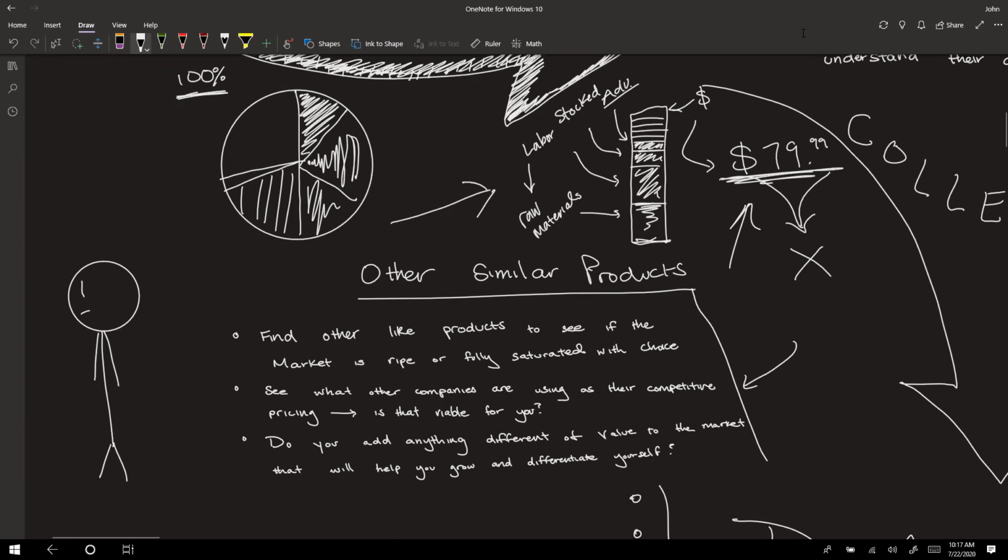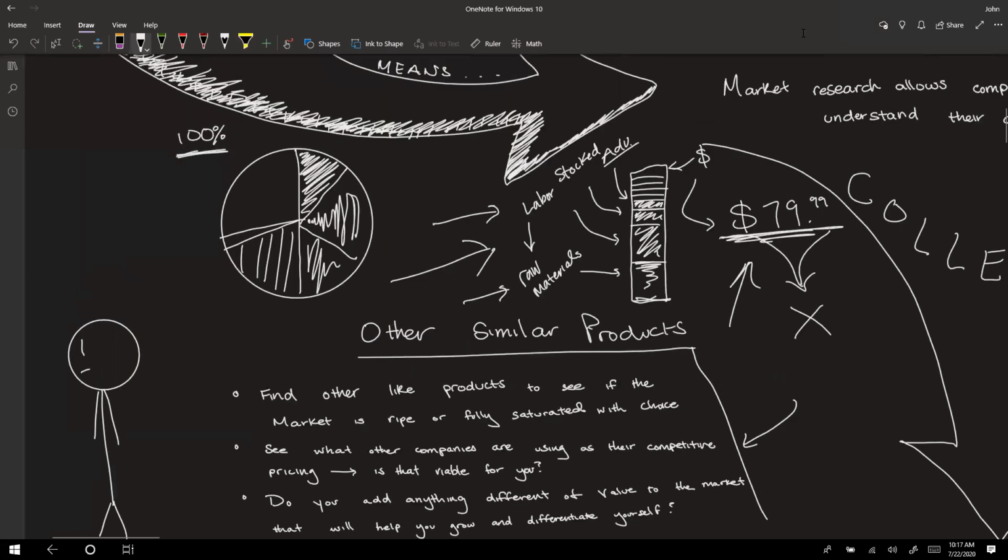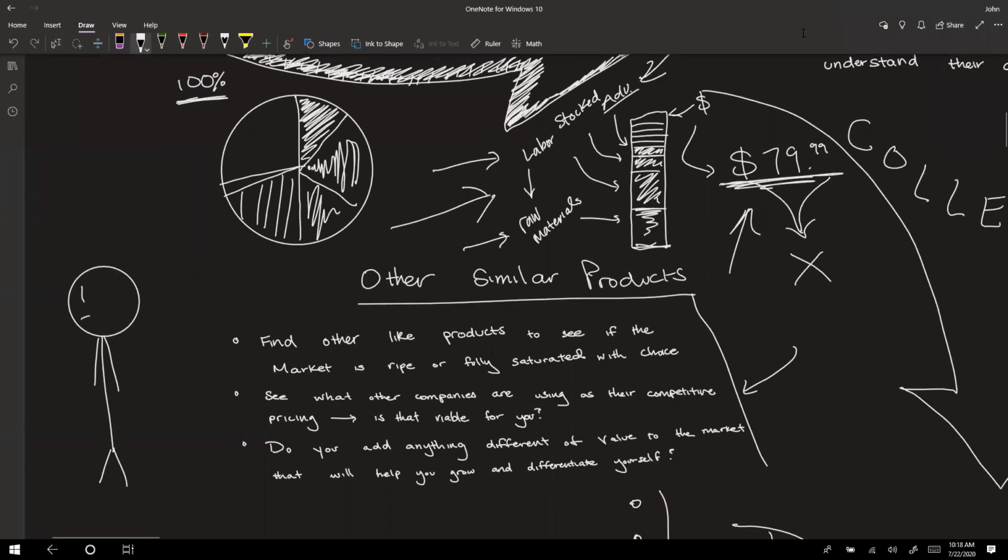Is that possible for you, given the raw materials that you're buying, given the labor that you are paying for, given the advertising that you're doing, given the stocking price, and all of the other considerations? Is that possible for you to price your shoes at that price and still make a profit, or a profit that is enough to keep your company growing or at least keep it afloat?